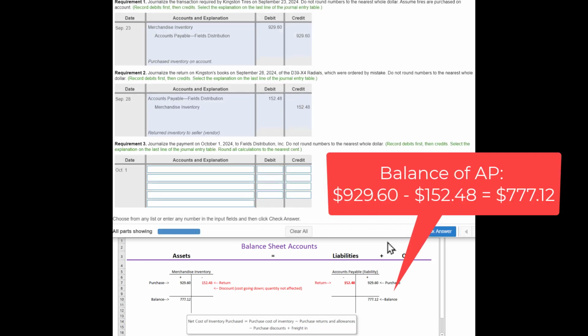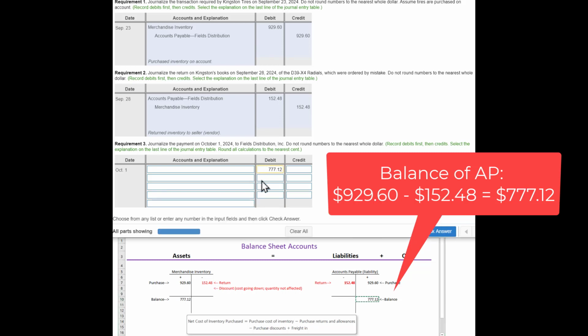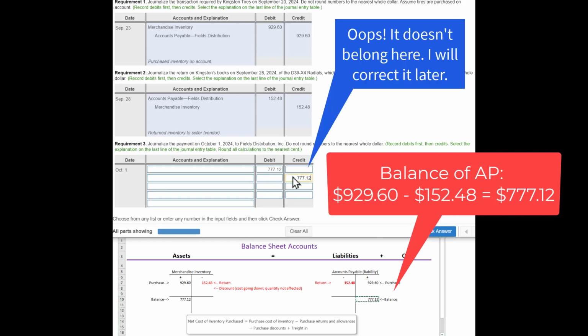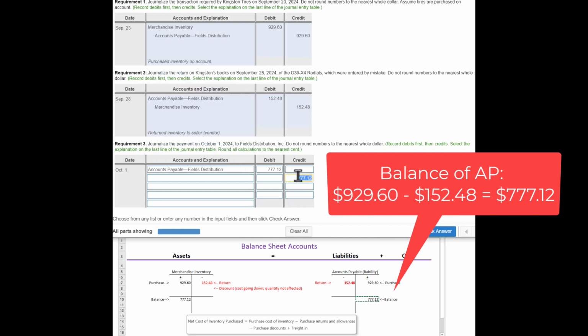All right. So now it says journalize the payment on October 1st. What I recommend you do is start with AP. So what is the balance of AP? AP is $777.12. So when we pay this off, we have to get rid of all of that liability. How do we get rid of this liability? We're going to debit the liability. So $777.12. Wonder if I can copy and paste that. Hey, it worked. $777.12. So AP is going down. Oops, I should not put the credit there.